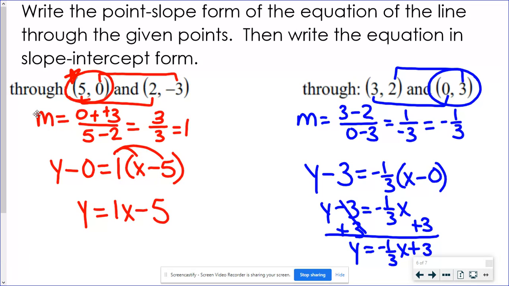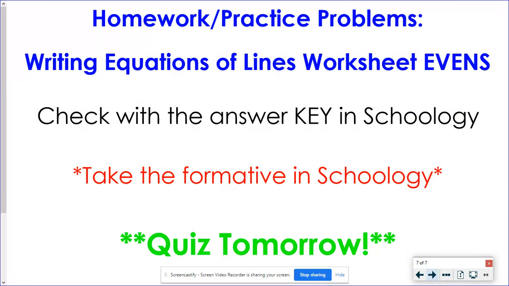Now, those problems were actually right from your worksheet today. I did all the odd problems. Your homework is to do the even problems on the worksheet today. As always, the answer key is in Schoology. There's going to be a formative in Schoology when you're done with your work and checking your work. And then something that you need to remember is that there is a quiz tomorrow. All of this stuff that we just reviewed, the reason we just reviewed it is because that's what's on the quiz. So if you have any questions, please let me know.